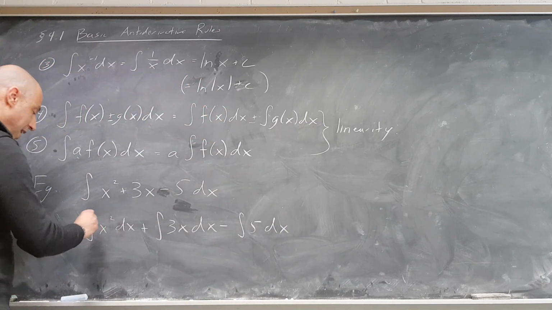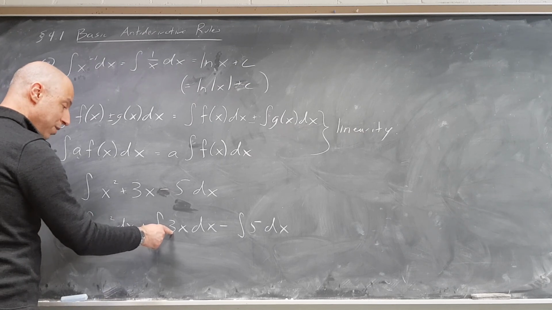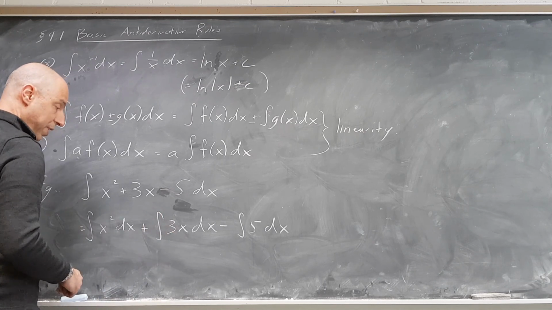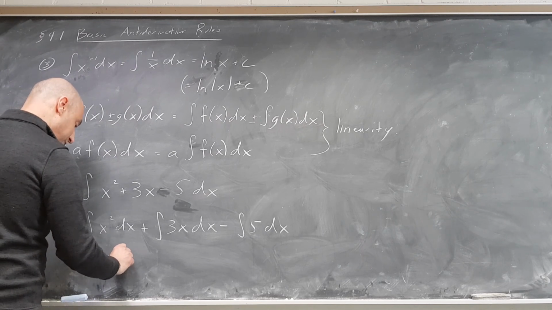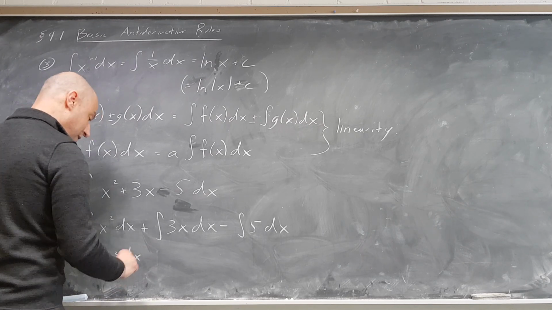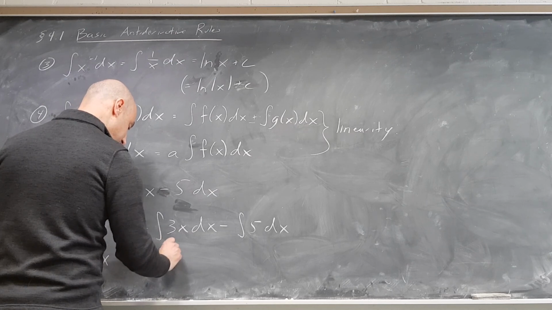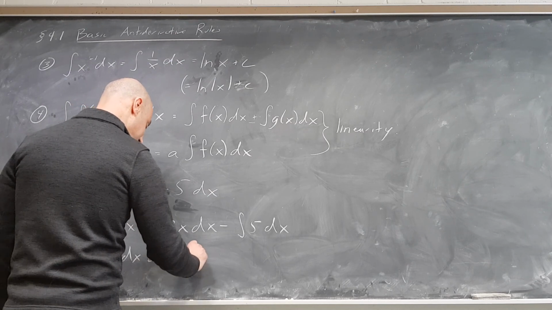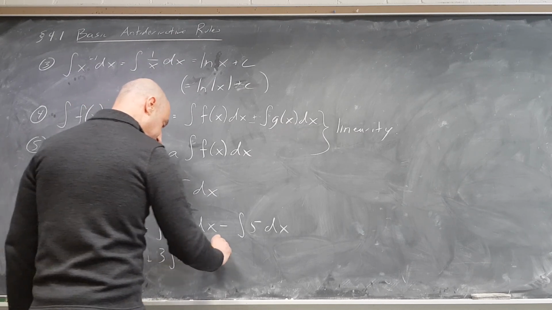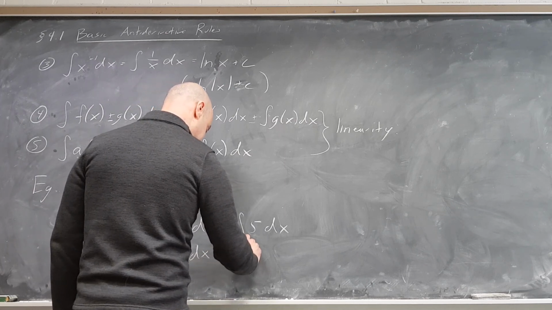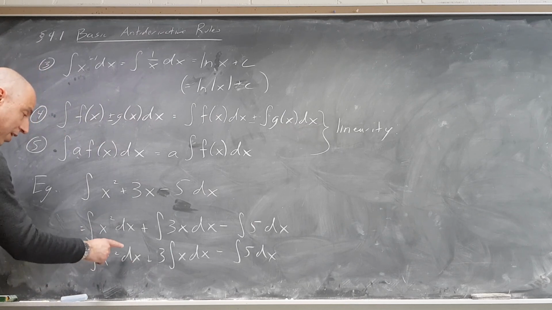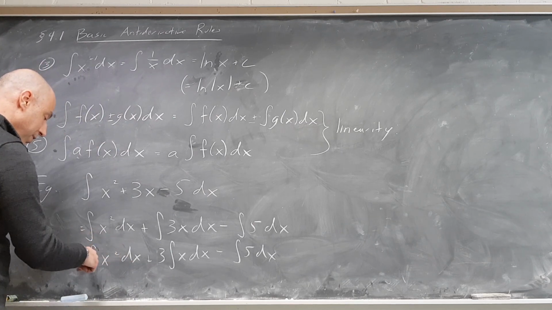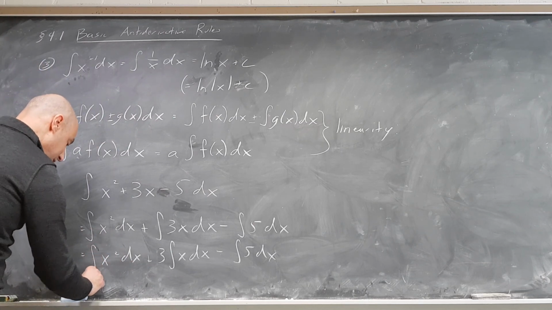And in this next line, I'm just going to go ahead and pull the 3 through the integration symbol. Antiderivative of x squared, so I'm not changing anything there. 3 times the antiderivative of x minus the antiderivative of 5. And we have rules for each of these. I can use the antiderivative power rule on that.